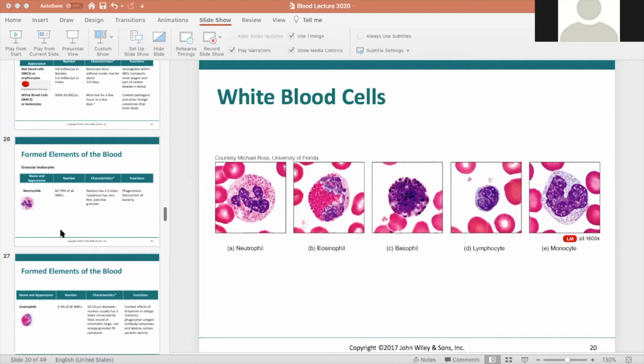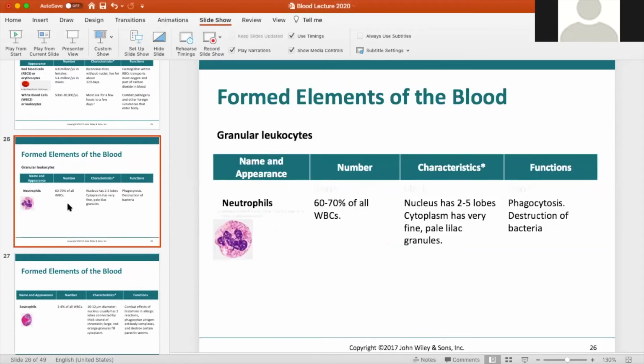I'm going to bring you right down to formed elements here. So the very first one that we see here is the neutrophil. And we know that the neutrophil is going to be about 60 to 70% of all the white blood cells. So you want to make sure that you're mindful of that, and that it's not 60 to 70% of the formed elements, but just of the white blood cell component.